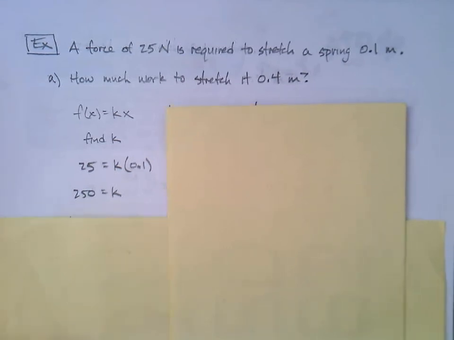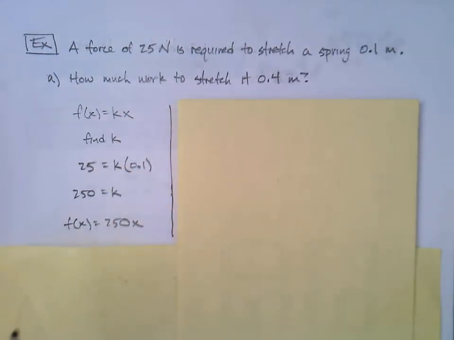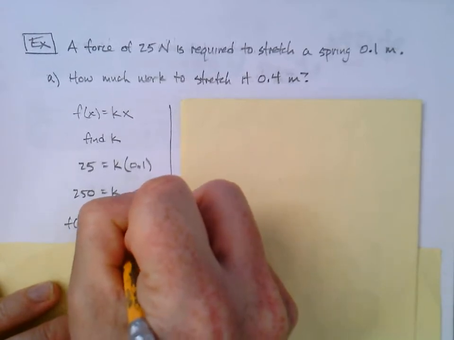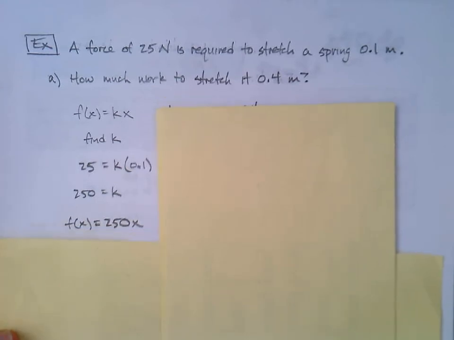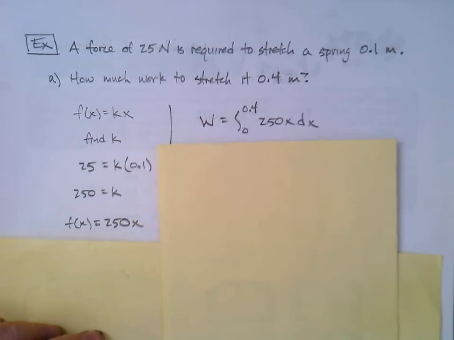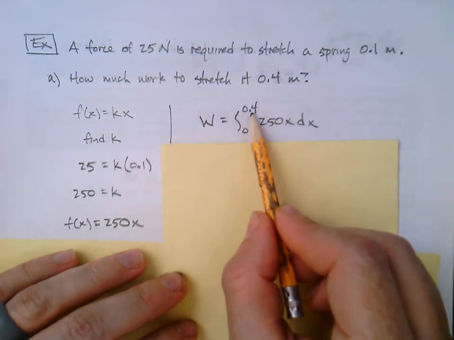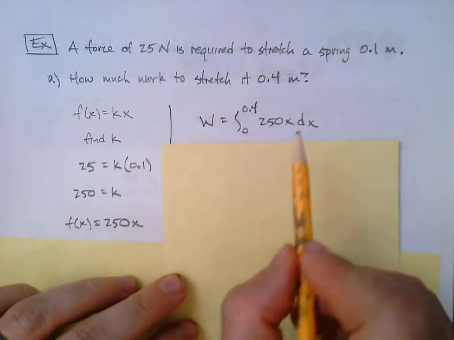All right. So what does that mean? We can plug that k back into our variable force function. Here, f of x would equal 250x. Okay. So we can go for our integral at this point if we know f of x and we know how far we want to stretch our spring. We're going to say the work will be the integral from 0 at rest to stretching at 0.4, 0 to 0.4, f of x, 250x dx.